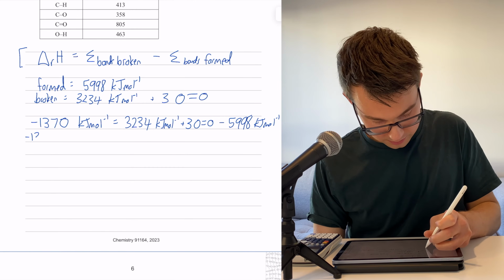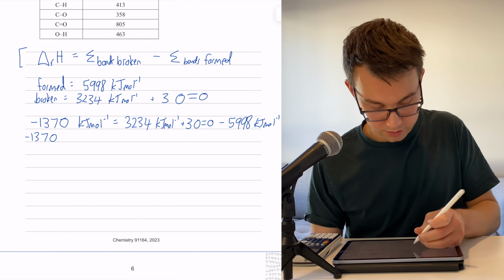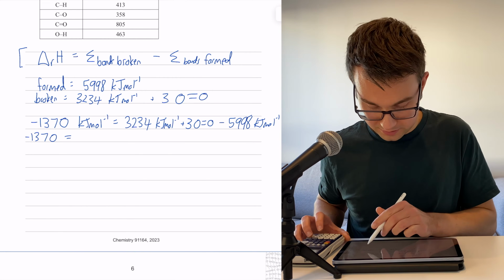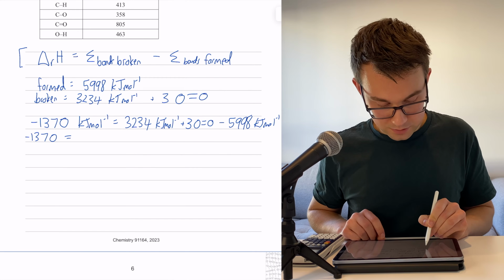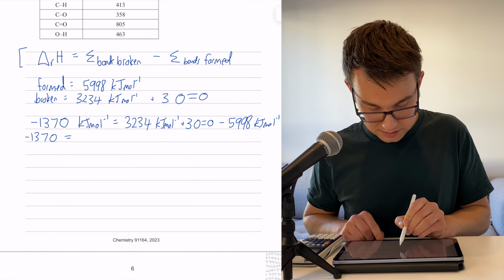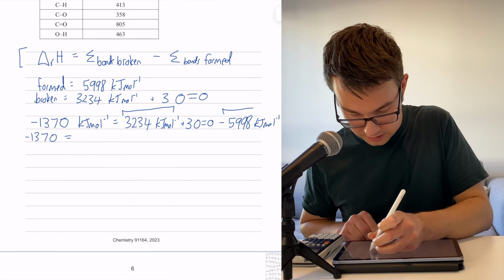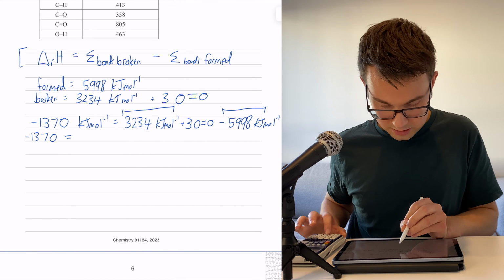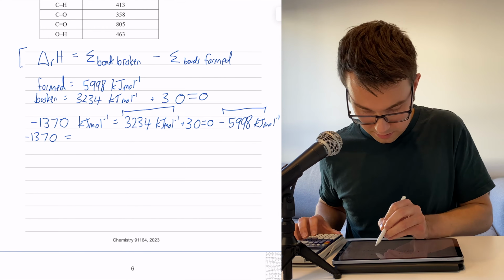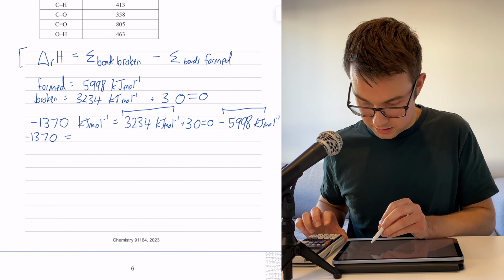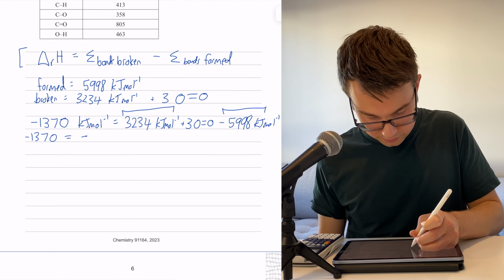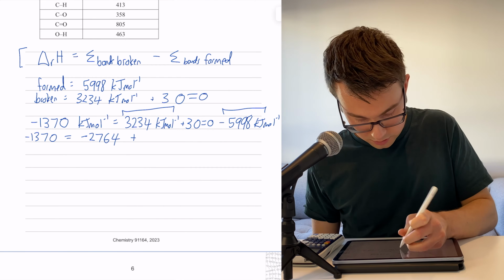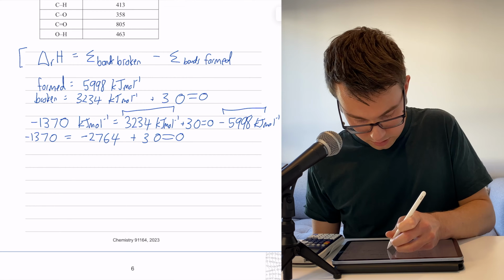There's a couple ways you can do this, but let's just do it this way. We're going to just forget units while we're working it out, because we're running out of space on the line. So we've got a negative 1370 on that side, and let's take the numbers, which is here, and just minus them. So you've got 3234 minus 5998. That comes to a total of negative 2764. So it's the numbers, and you've still got the 3 O double bond O's.